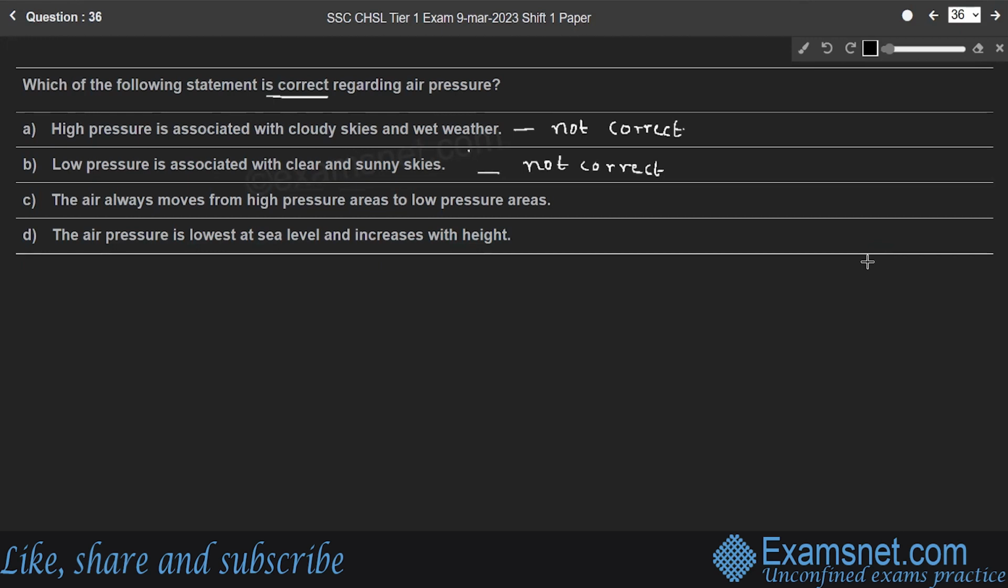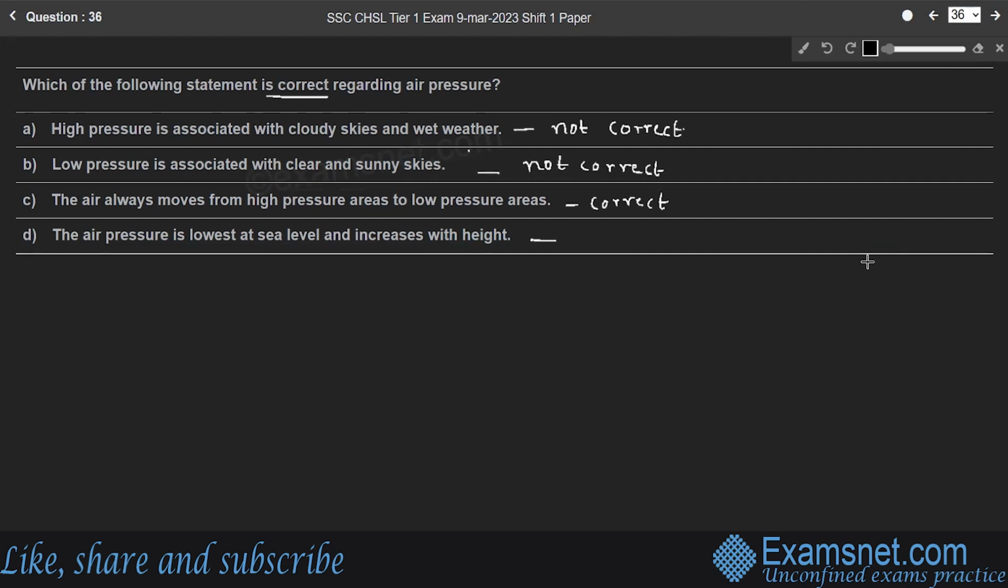Consider option C. The air always moves from high pressure areas to low pressure areas. So which is correct? This is because air always moves along pressure gradients from areas of high pressure to areas of low pressure in an attempt to equalize the pressure. This movement of air is what we experience as wind. Right? So consider the fourth option, the air pressure is lowest at sea level and increases with height.